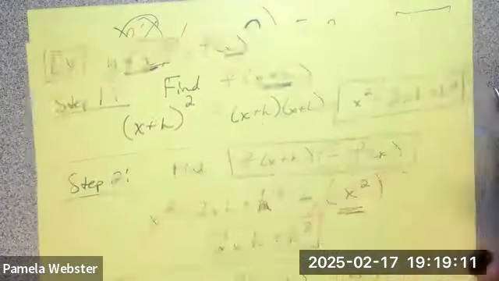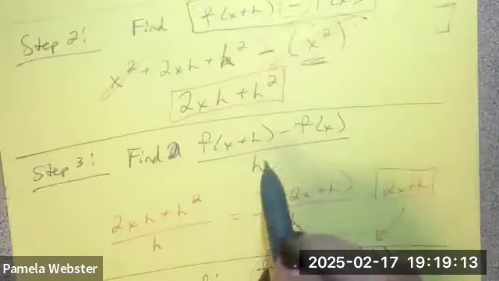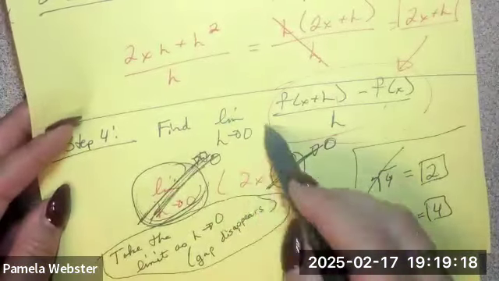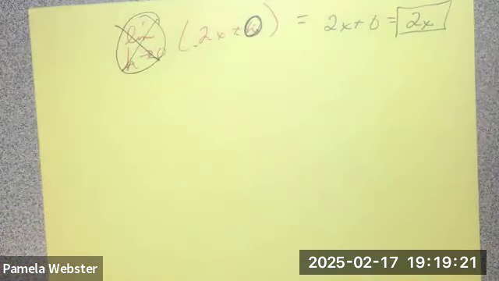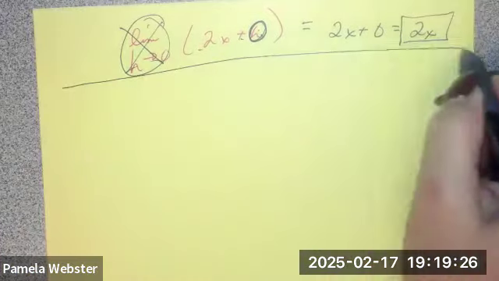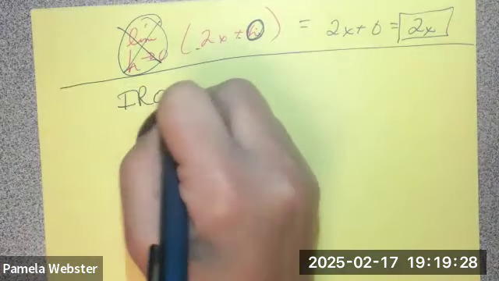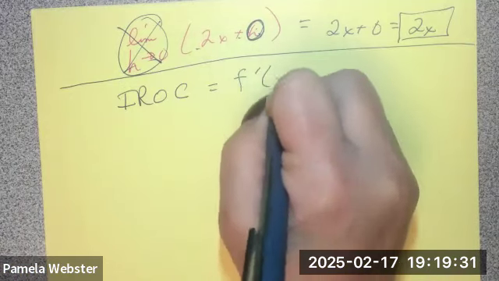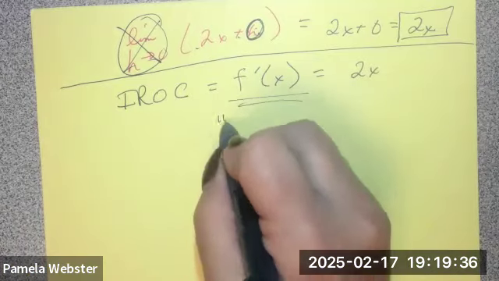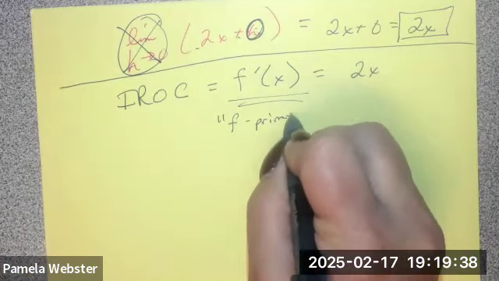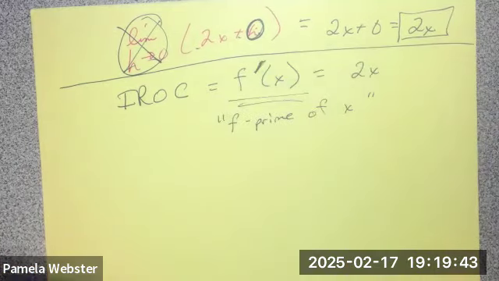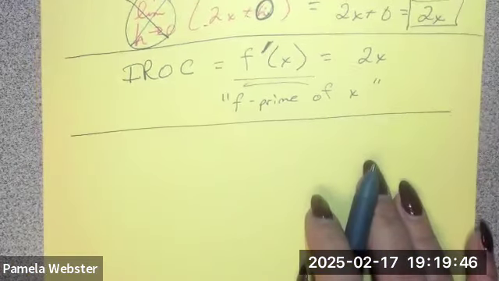Step 1, f of x plus h. Step 2, subtract the original function. Step 3, divide by h. Step 4 is take the limit as h goes to 0, and you end up with this. And the notation looks like the instant rate of change for this function is f prime of x, or just 2x. Again, f prime of x, that notation with the little apostrophe on it, that's how we know we took the derivative.